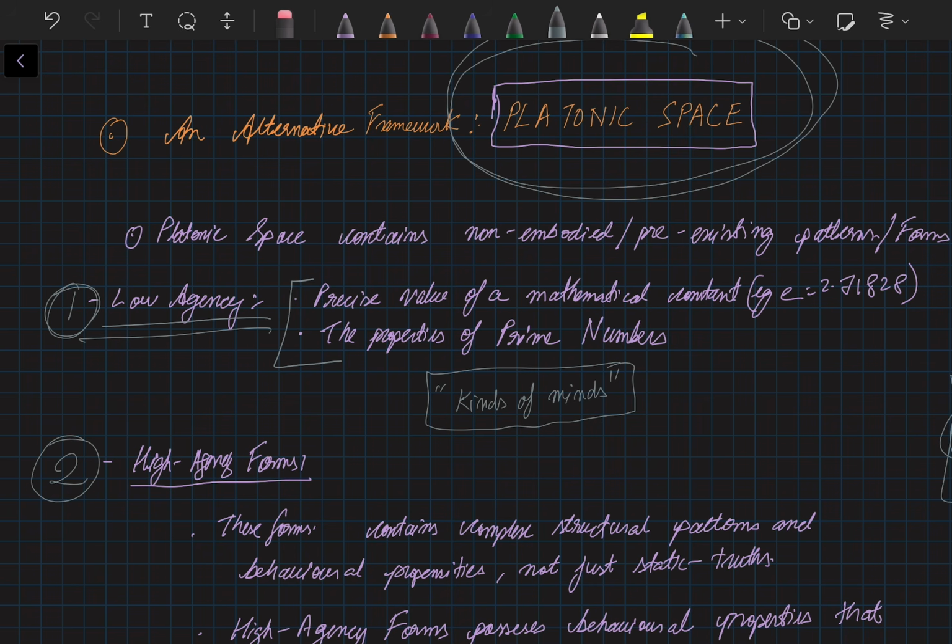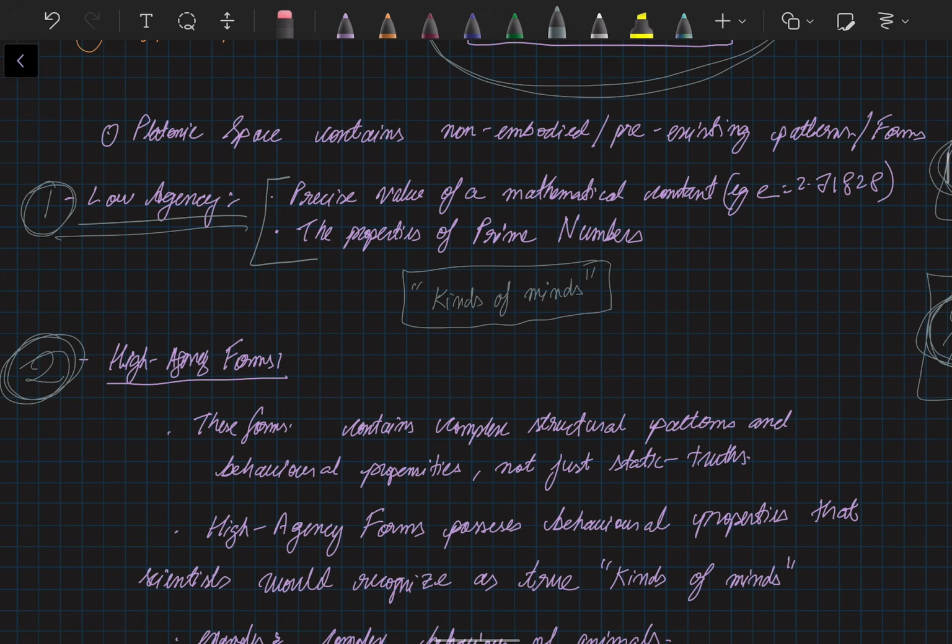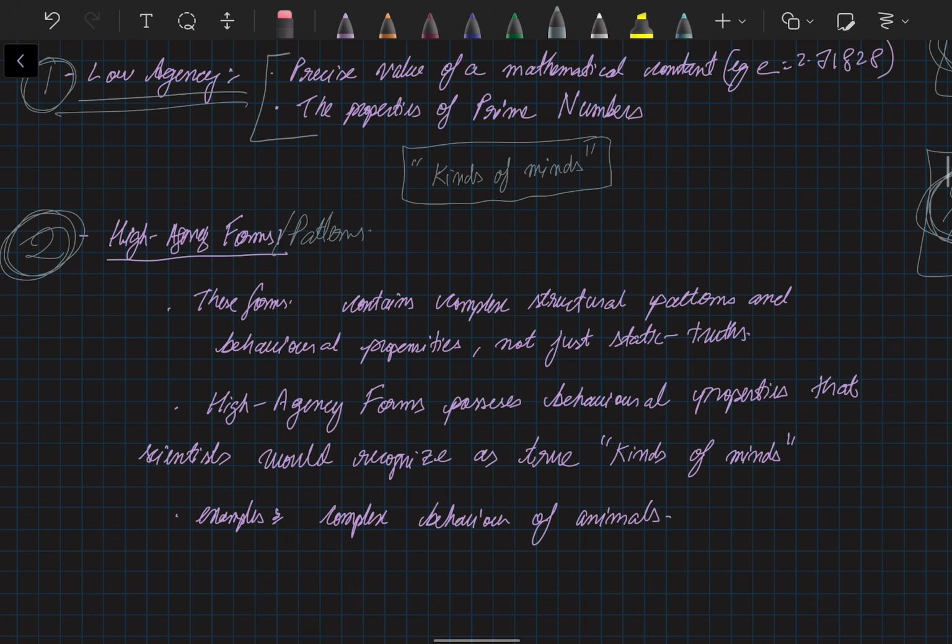The second and more interesting one is the high agency forms, or high agency patterns. These forms contain complex structural patterns and behavioral propensities, and they are not just static truths as we have seen in the first one. So this contains behavioral propensities.